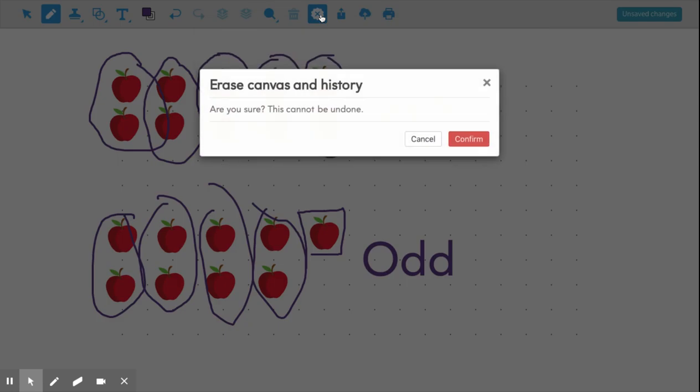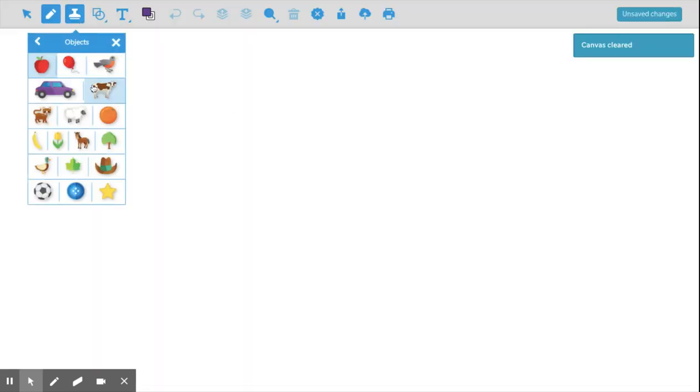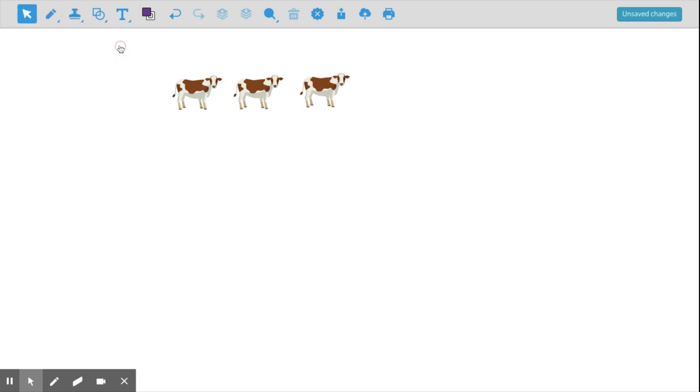Okay, let's start with maybe a different object. Let's use cows. Okay, so if I have 3 cows, you might know right off the bat that 3 is an odd number, but why is it an odd number? Let's talk about it. 2 of my cows here have a partner, see? 1 cow has a friend, but then this 1 cow gets left all by itself. That means that 3 is an odd number, okay?